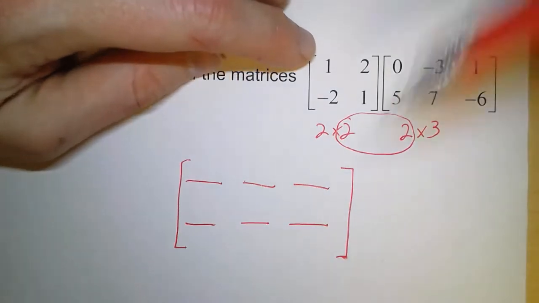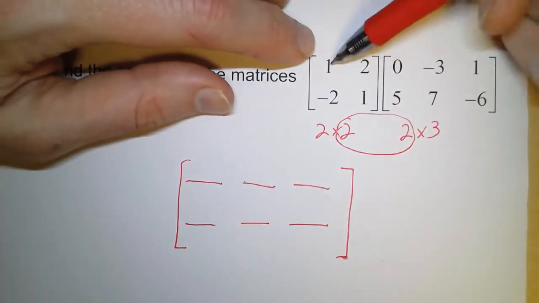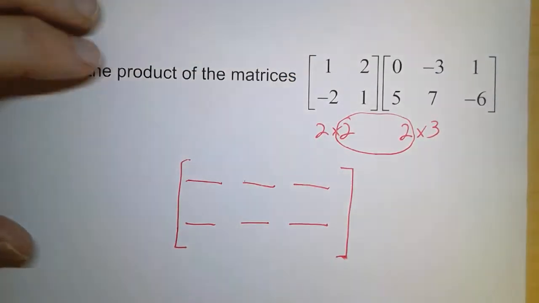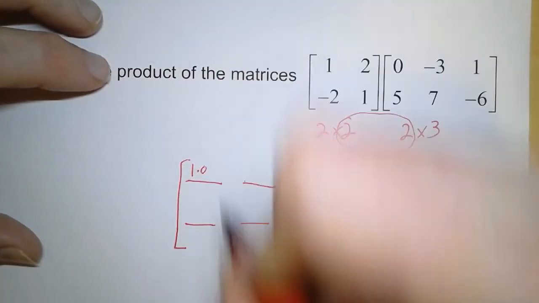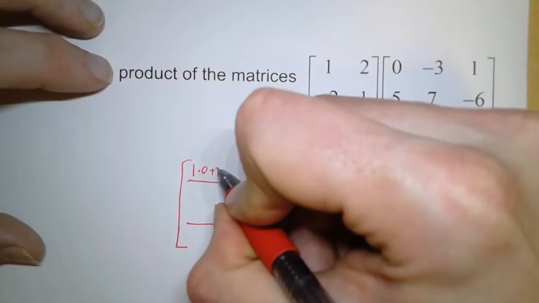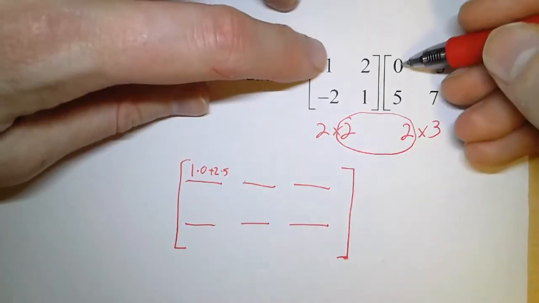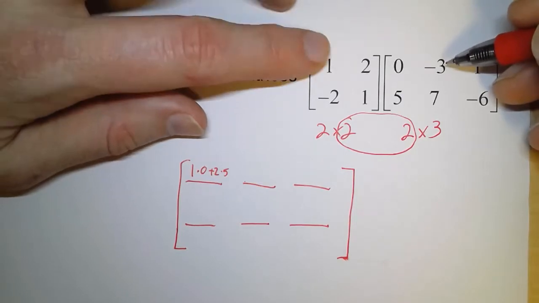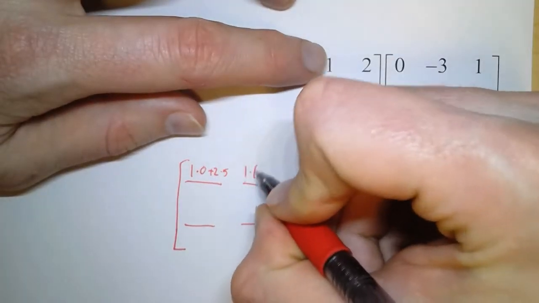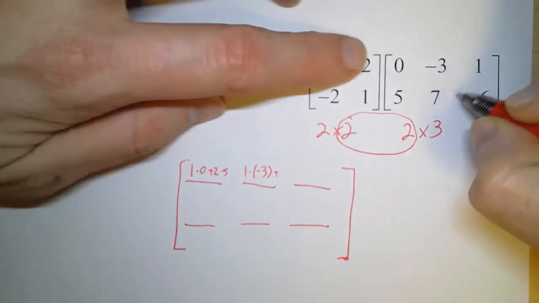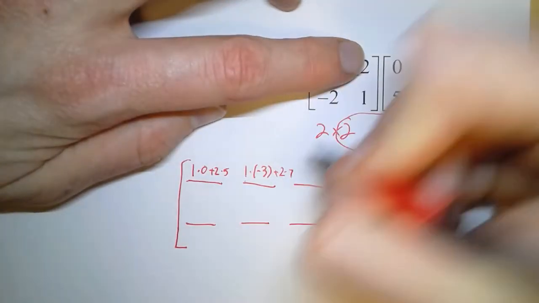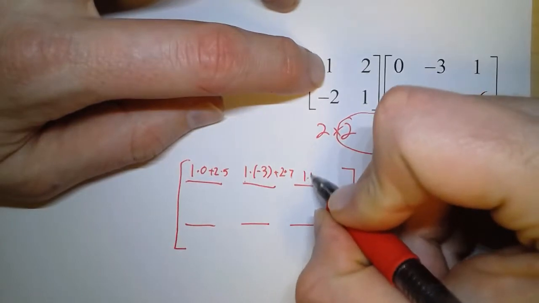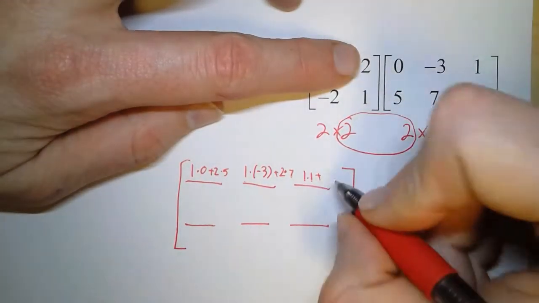So, to fill in the first row, I'm going to multiply these two numbers, the first row, by each of these columns. So 1 times 0 plus 2 times 5. So that's me going across this row and down this column. So next, I do 1 times negative 3 plus 2 times 7. Then I have 1 times 1 plus 2 times negative 6.